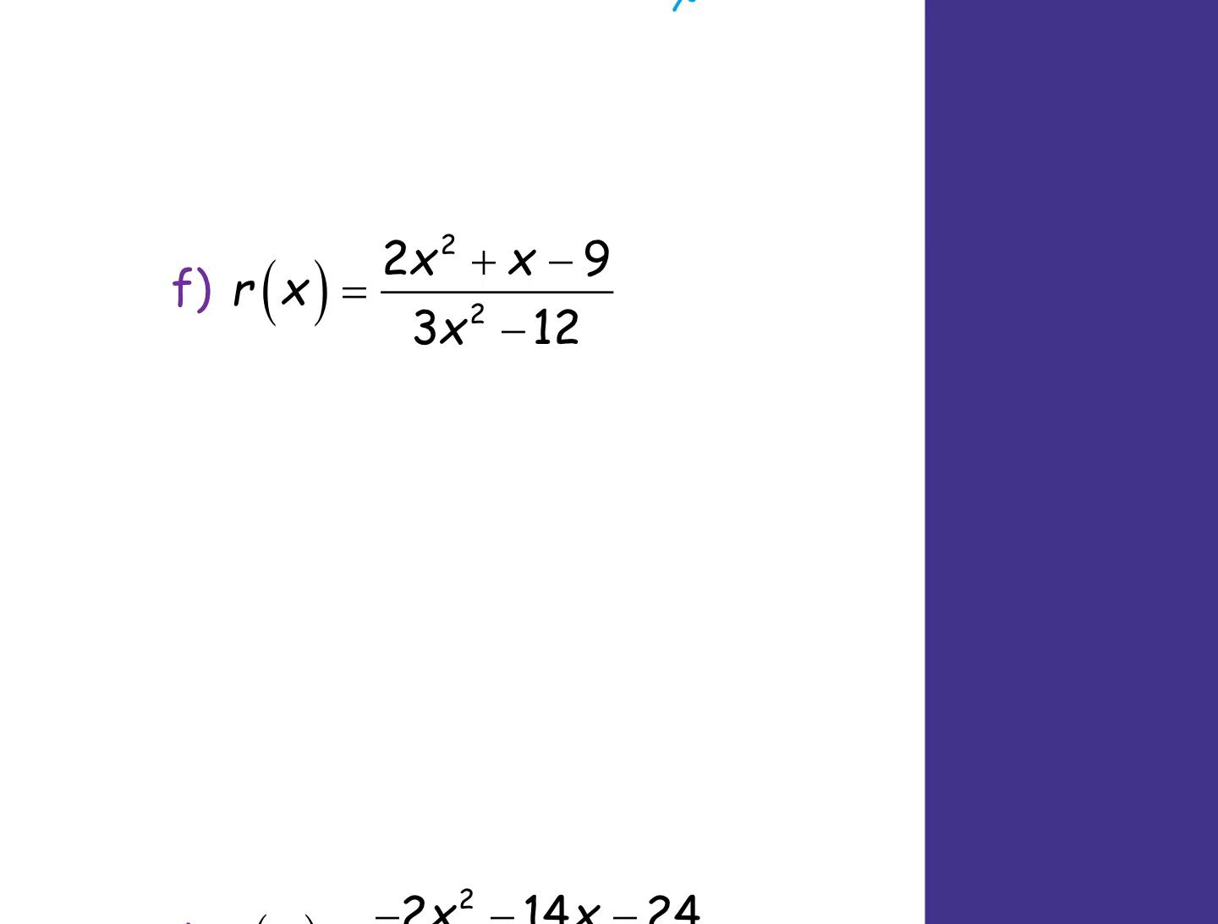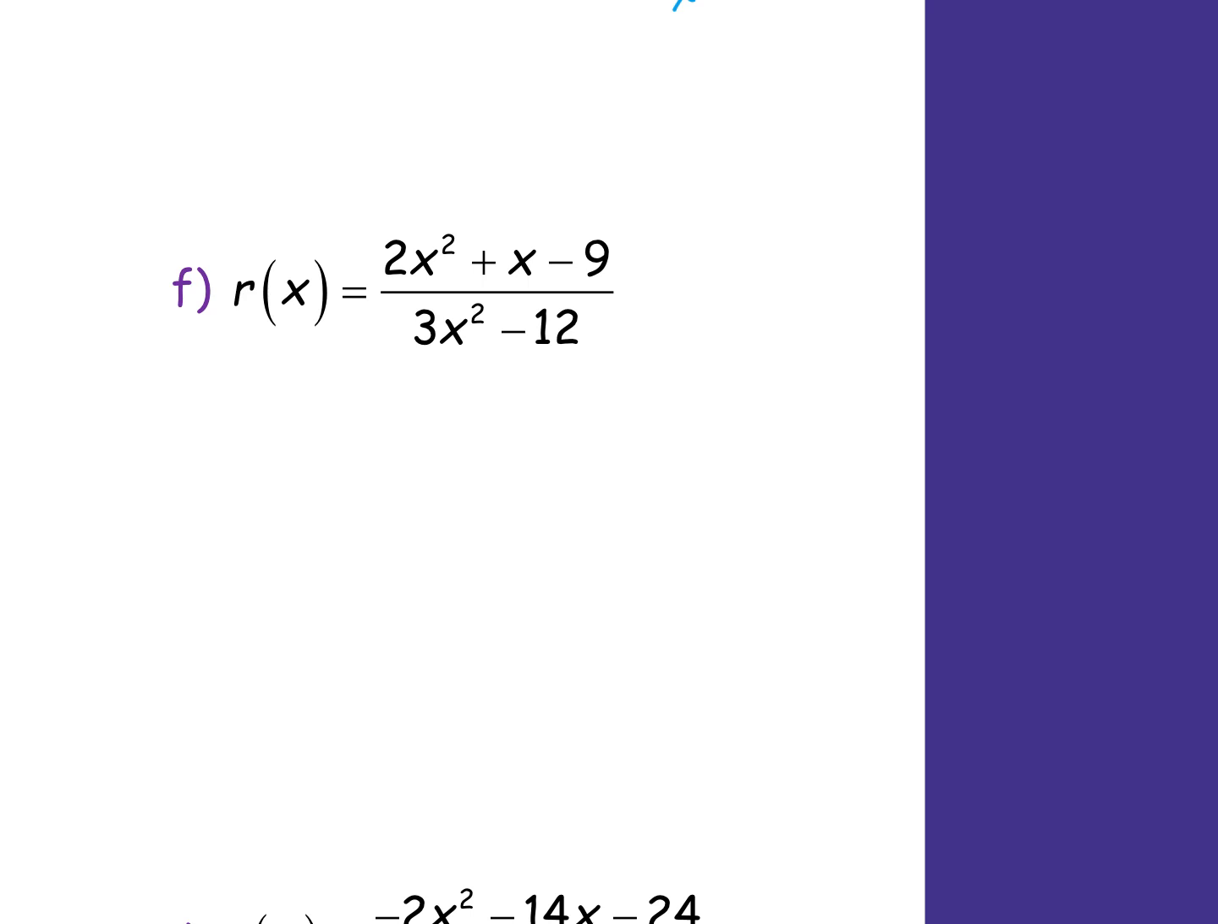I really don't think I can factor the top. 2x and x. 3 and 3, that's 6 and 3. No. Yeah, it can't be. The top can't be factored.